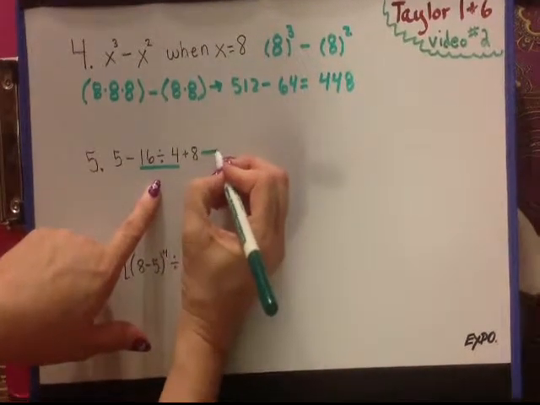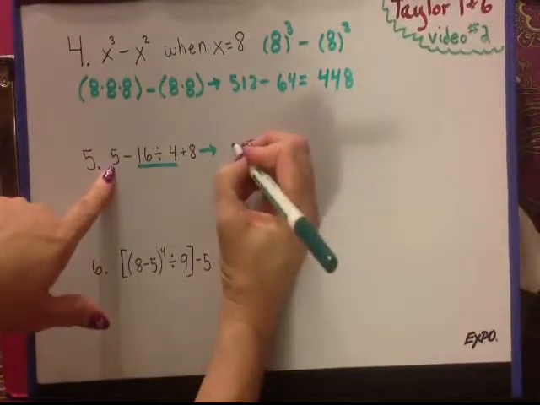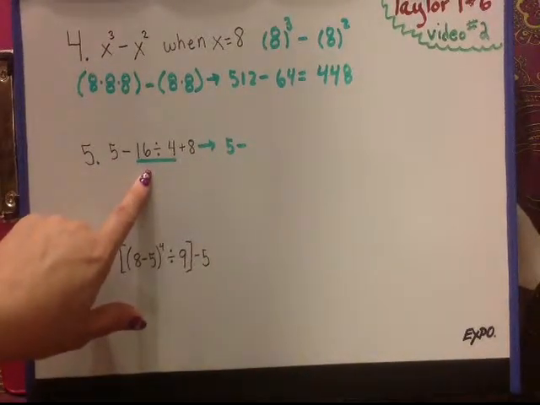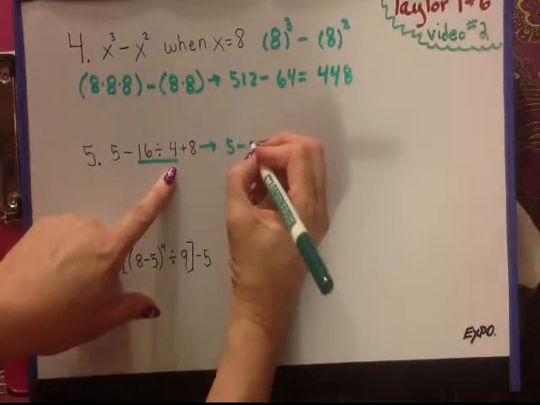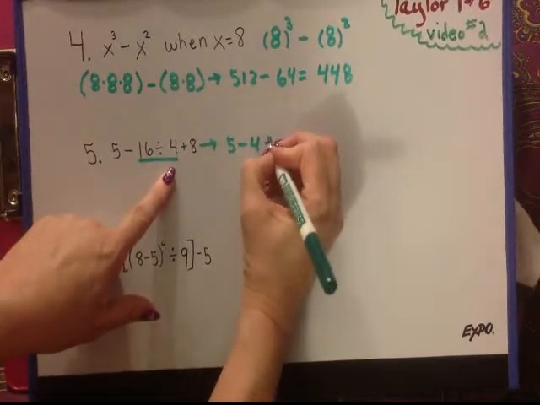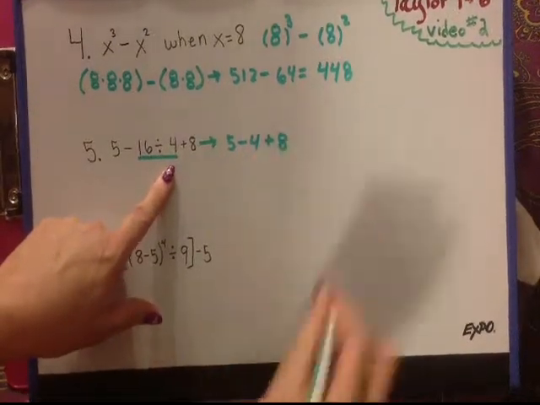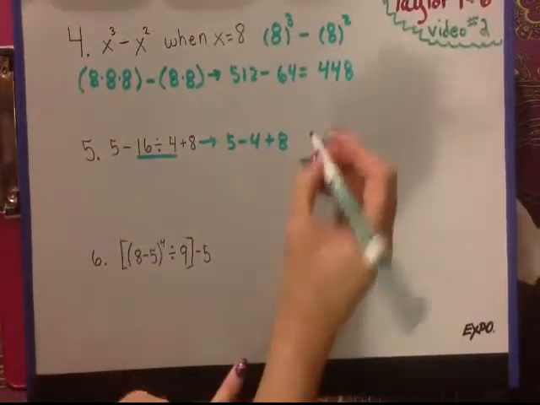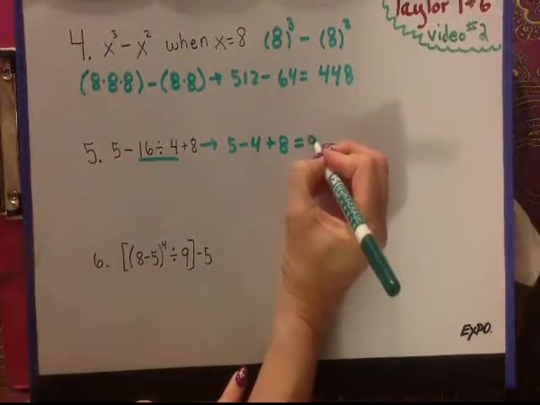So we're going to perform this division part first. So let's write this first part, 5 minus 16 divided by 4 is 4 plus 8. This is really easy. 5 minus 4 is 1, and 1 plus 8 is 9. And we're done with that one.